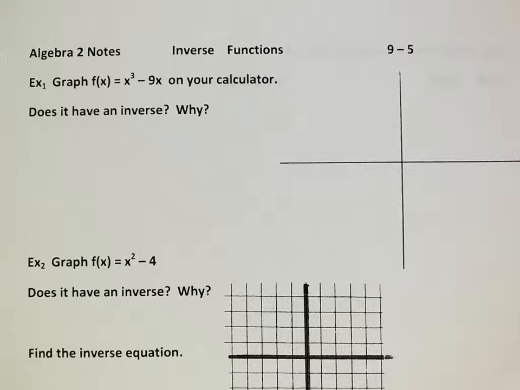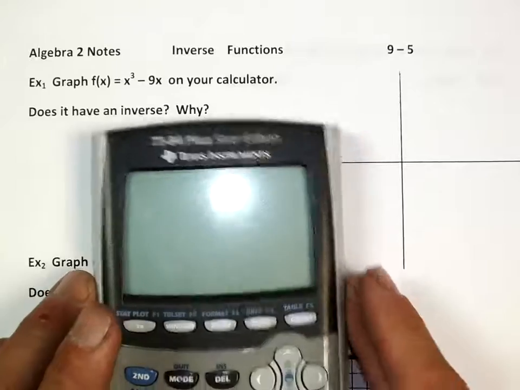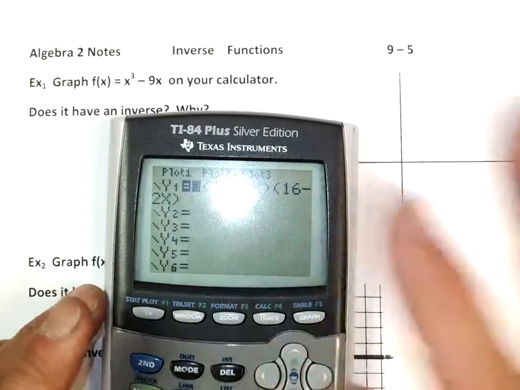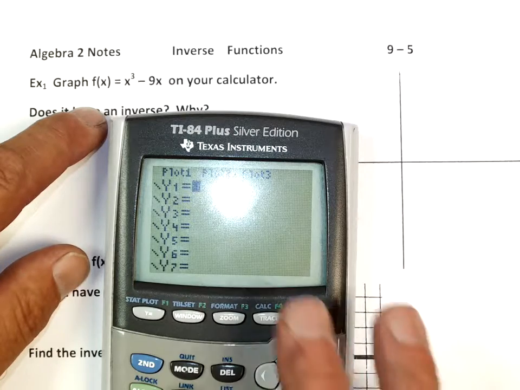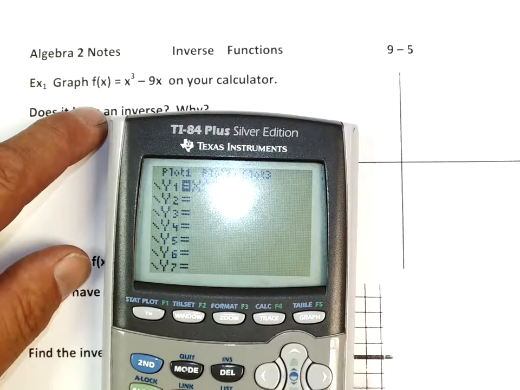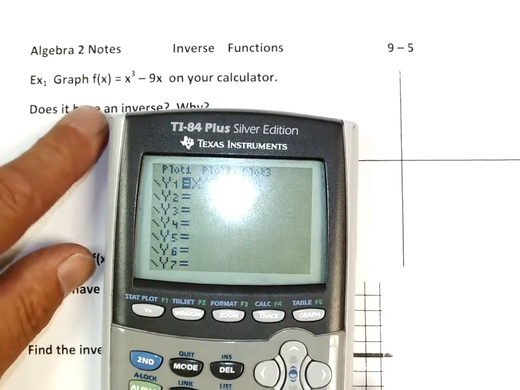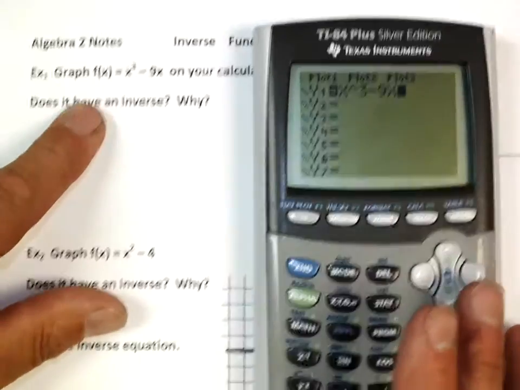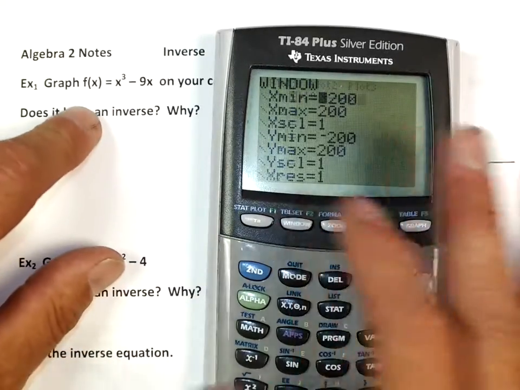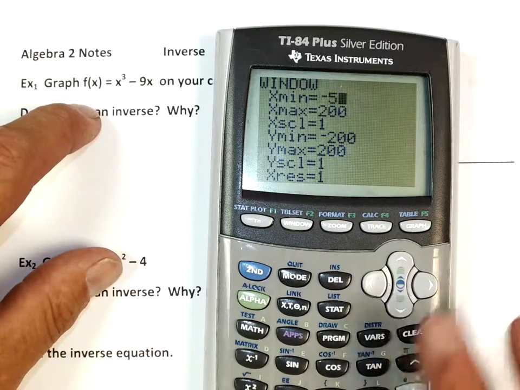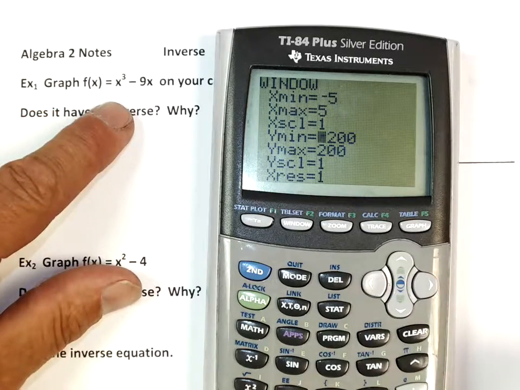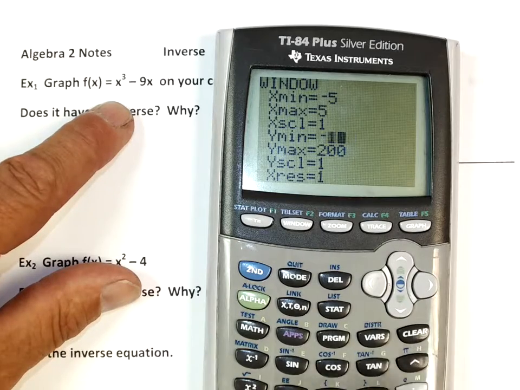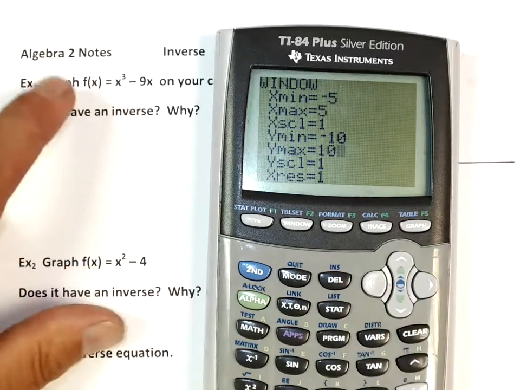So number 1, it says graph x cubed minus 9x on your calculator. So I'm going to go ahead and just put it on my calculator. I'm going to go x to the third power minus 9x. Okay, see it? I'm going to adjust the window a little bit because I kind of know what it looks like. I'm going to go negative 5 to 5, and probably negative 10 to 10. I know what it looks like. Okay, so let me graph it.